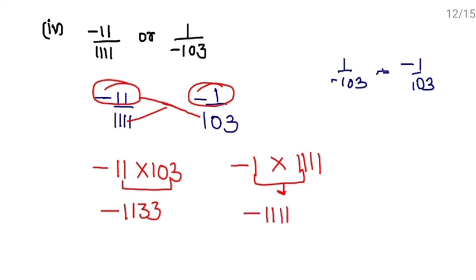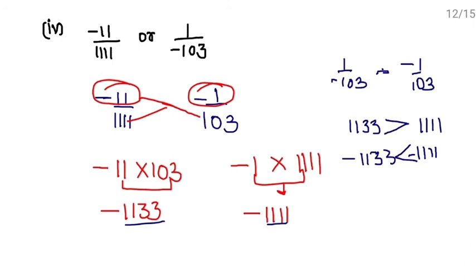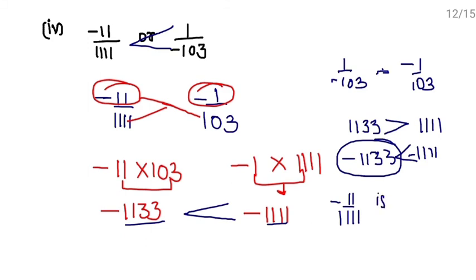Now you can easily compare them. This is 1133 and this is 1111. If we check them without sign, then this one is greater. But when minus sign comes with these two, the smaller value becomes the greater one and the greater one becomes smaller. So this is the smaller one, right? So the rational number minus 11 upon 1111 is smaller.